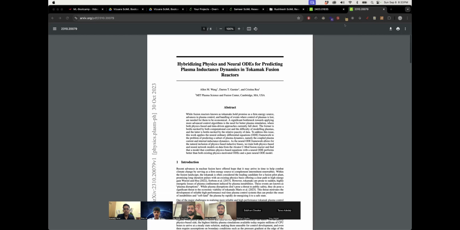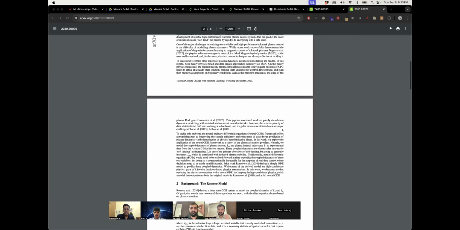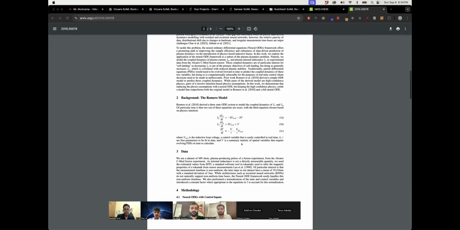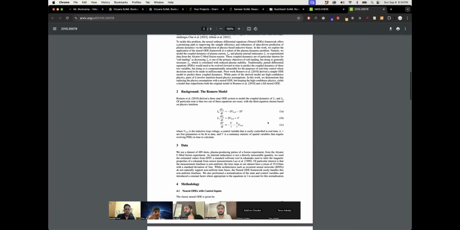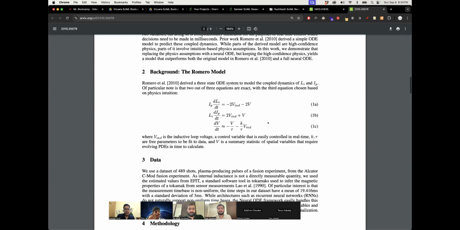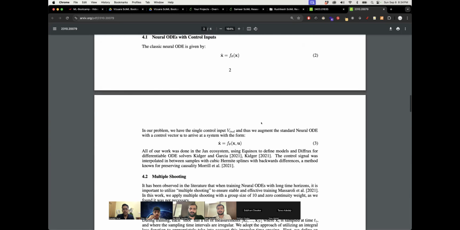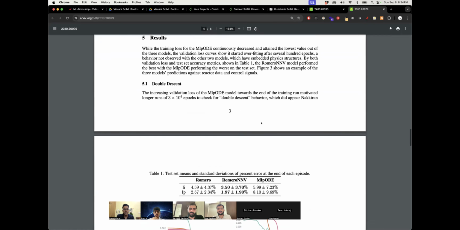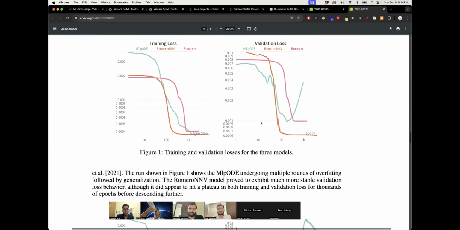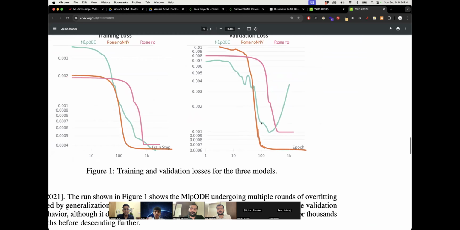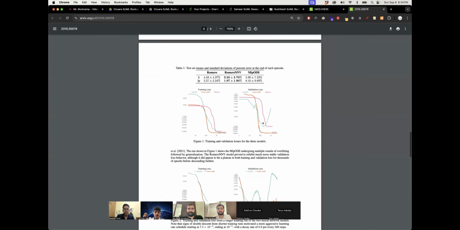So yeah, this is the paper. Just look at their equation. That's it. These three equations form their model, and it's so simple. This is probably one of the easiest differential equations that you will ever see. And then just have a look at what they're plotting. They're just plotting the training and validation loss for the models that they have.